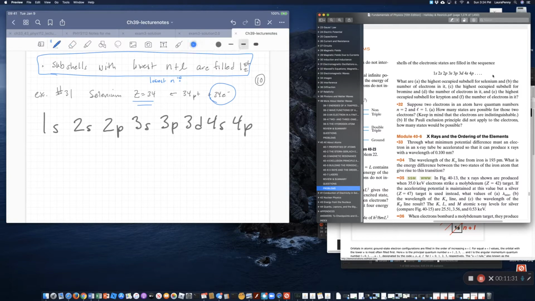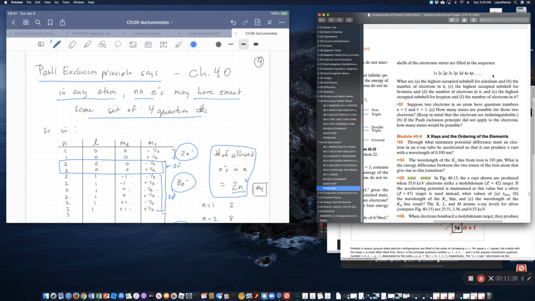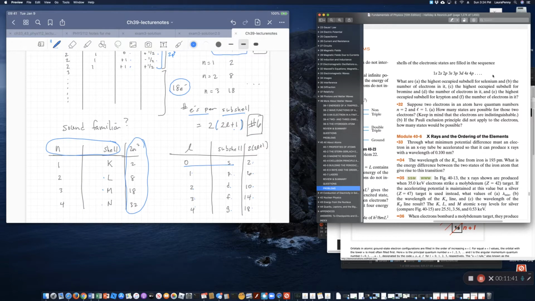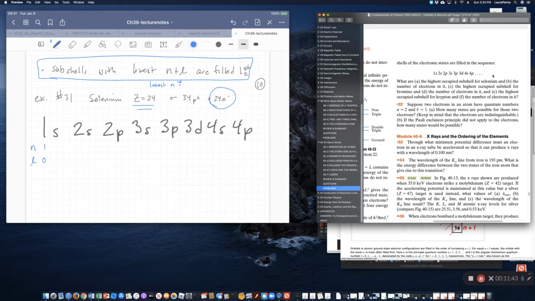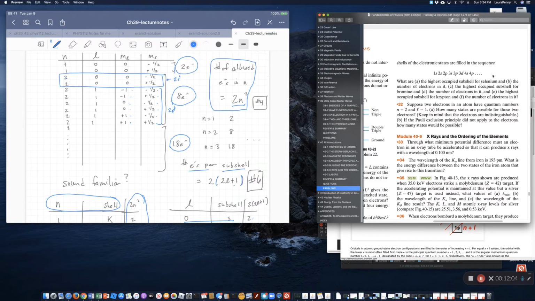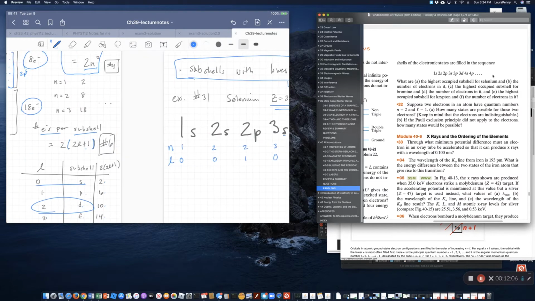So I'll write what the N is and what the L is for each of these. N is just 1, and the S is L equals 0. Here the N is 2, the L is 0. Here the N is 2 and the L is 1. Here the N is 3 and the L is 0 because it's S. Here it's 3 and 1 because the P means 1. Here it's 3 and 2. D, little d, is 2.